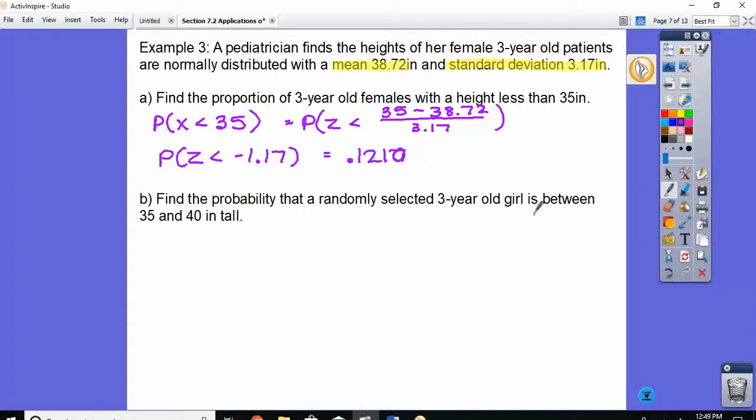All right, so B, find the probability that a randomly selected 3-year-old is between 35 and 40 inches tall. You can use this notation, you don't have to. And actually on these, it also isn't going to matter whether these are equal to or not. The probability is the same. So we need to find the z's for both of these. We already know it for the 35. If you use this notation, you have to convert both of them to z's.